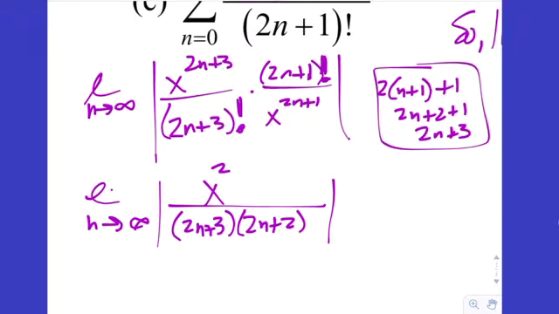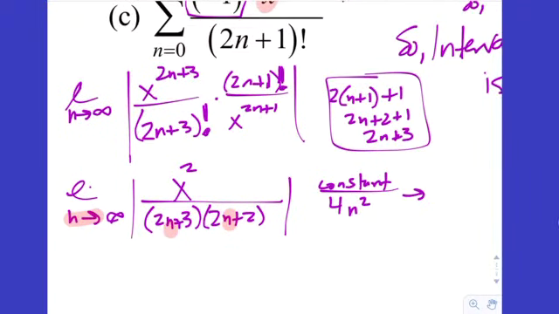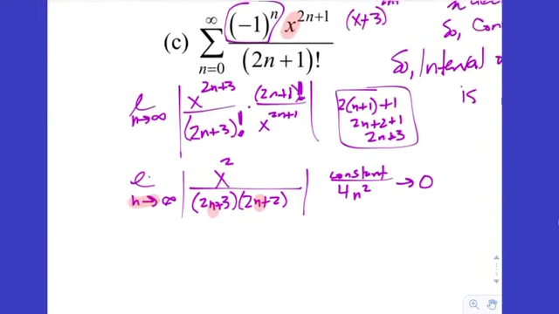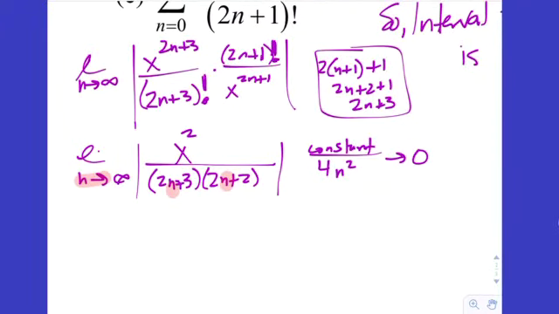Okay, so now we're at the point where we have x squared, which remember we're treating as a what? A constant. So n is our variable. So I have a constant. If you want to think about what we have here, we have essentially a constant over 4n squared as n goes to infinity. What happens to that? It goes to 0, right? A constant over 4n squared goes to 0 as n goes to infinity.